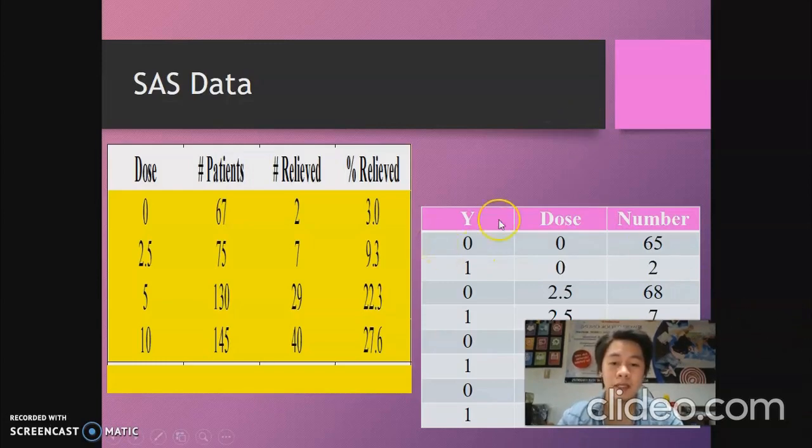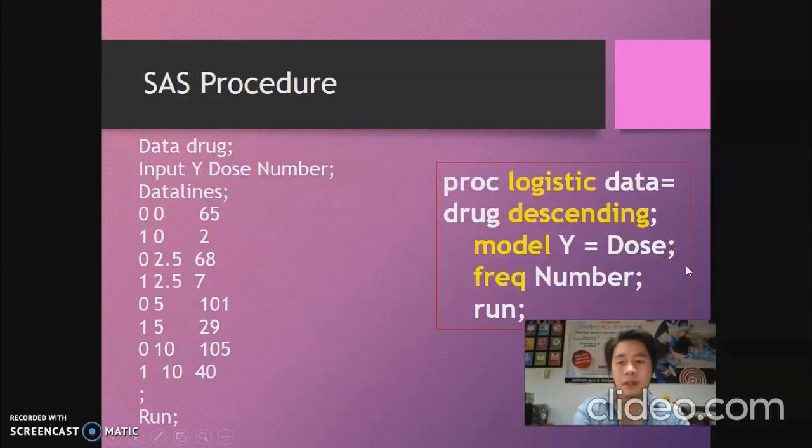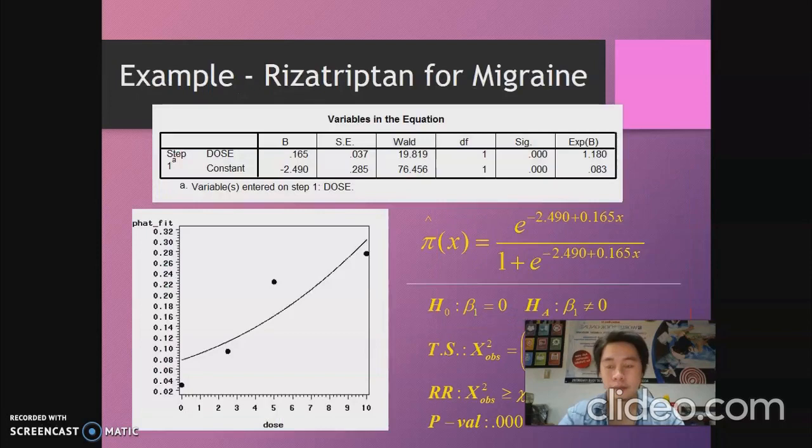The Y here stands for yes or no. If yes, 1. If no, 0. We also have the dose and the number. So in the procedure, proc logistic data equals drug descending, model Y equals dose, and frequency number, and run.